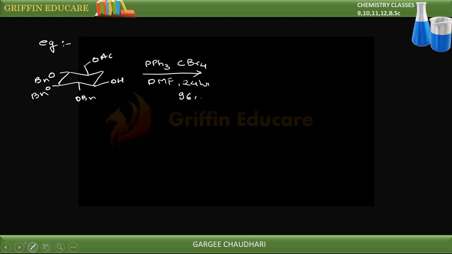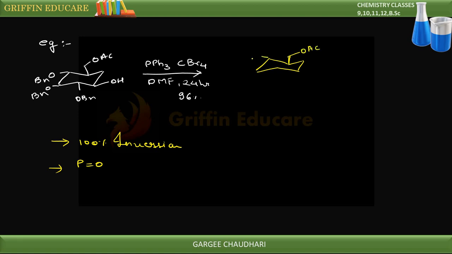I told you the key points how to remember Appel's reaction, that is, it gives you 100% inversion, and the formation of P double bond O is the driving force of Appel's reaction. So we'll get the product. Rest, keep everything same. Do not touch this group. Rest, keep everything same. And only focus on 100% inversion.